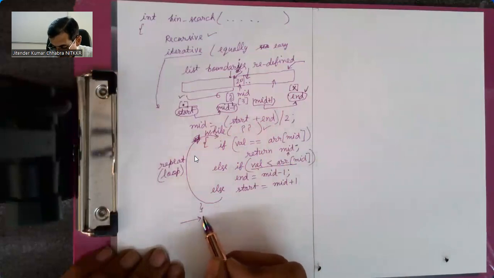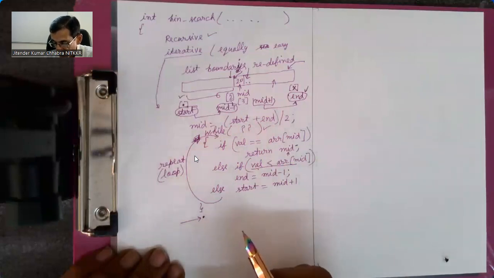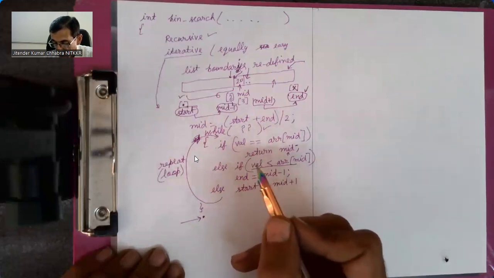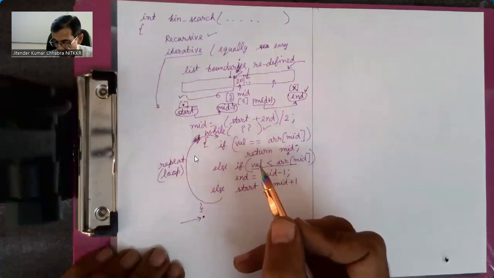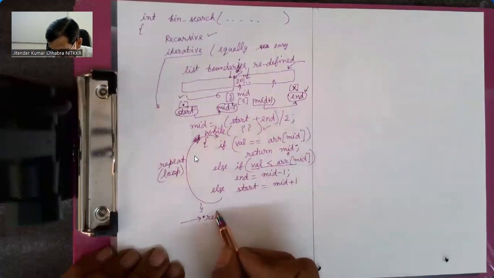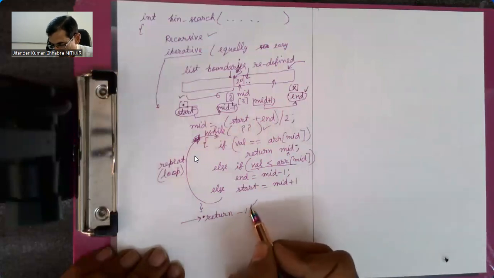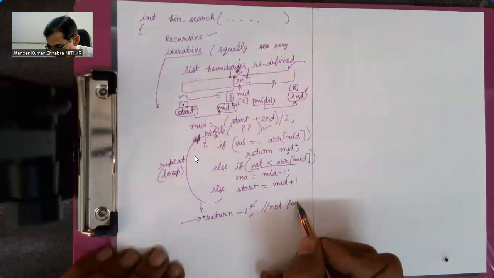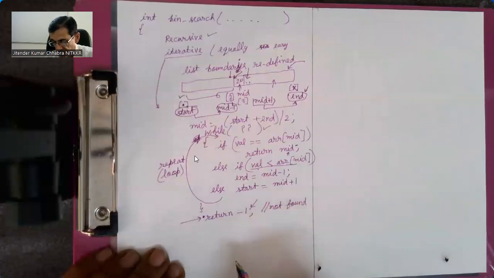So if I reach this point, it means the list ultimately became empty for my searching of that value, and I can guaranteedly conclude now the element is not present. Not present means I will return -1. Why do I say this?